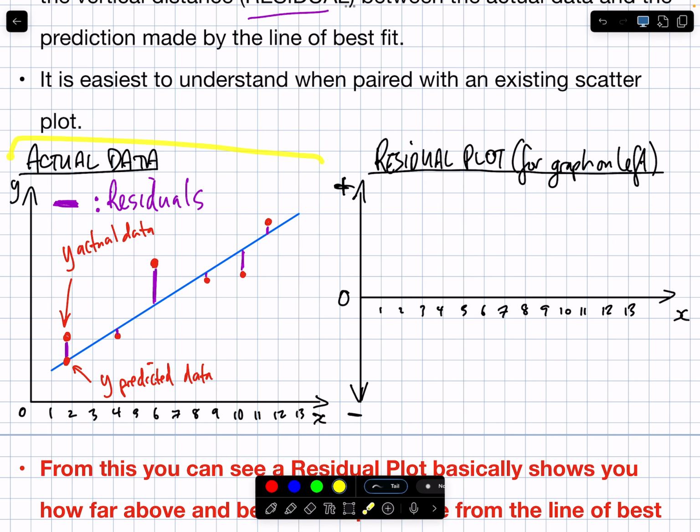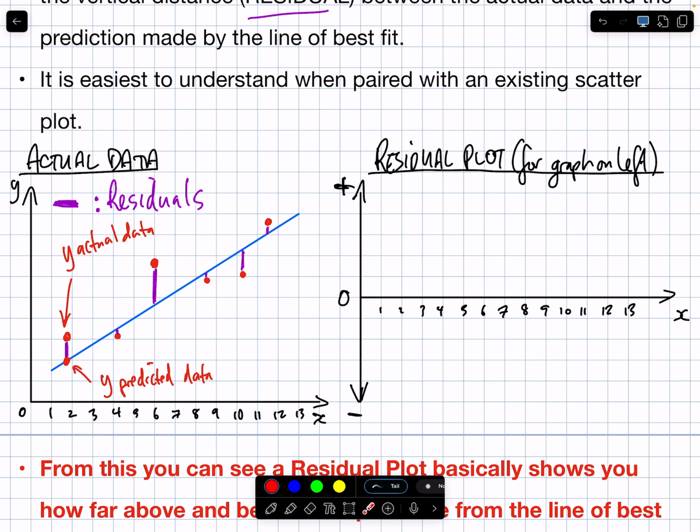So this actual data is just the kind of graphs that you've been plotting. It's just a scatter plot. But I'm using this to illustrate what a residual plot is. A residual plot tells you how far the dots are away from the line of best fit. So you can almost imagine the x-axis on a residual plot is like the line of best fit. On the residual plot, can you see how the scale of the actual data is the same as the scale of the residual plot? It goes up to 13. They're meant to be the same.